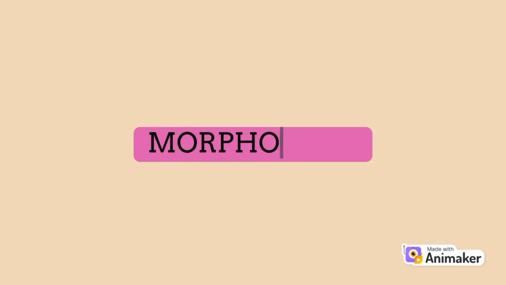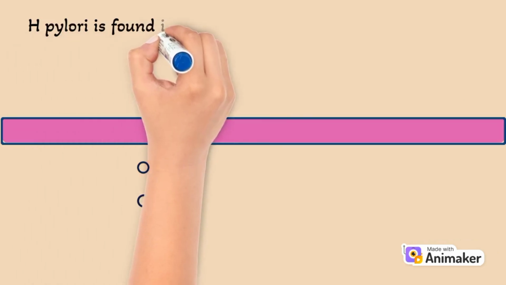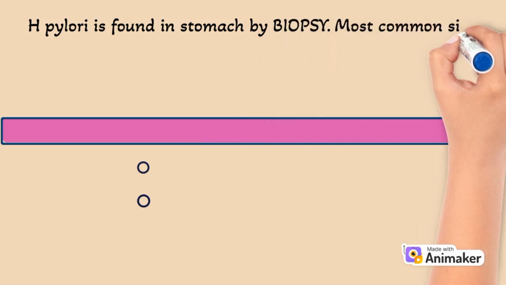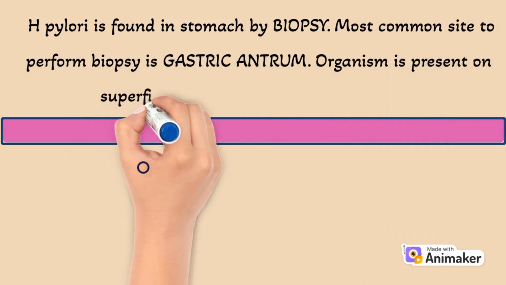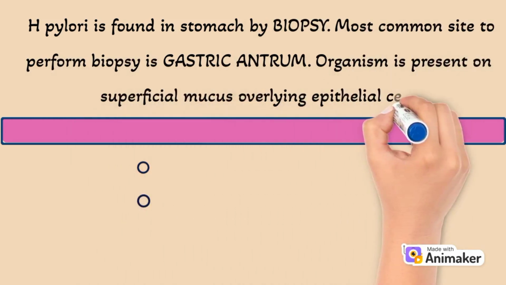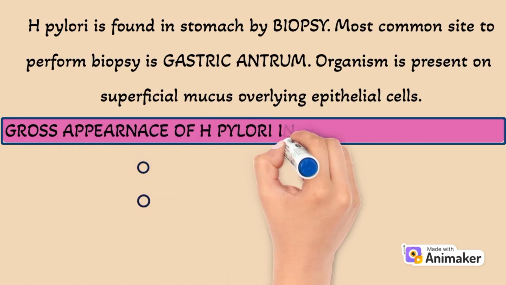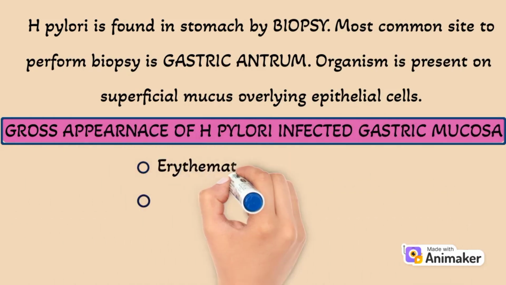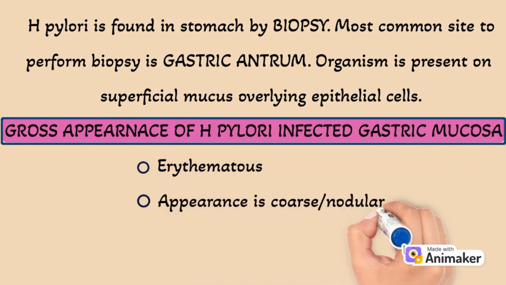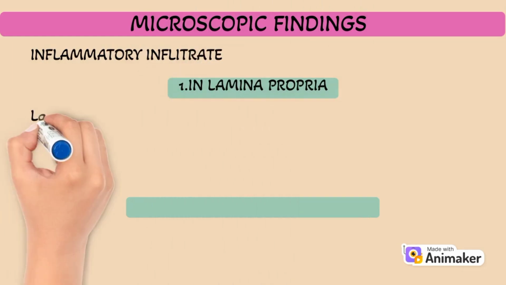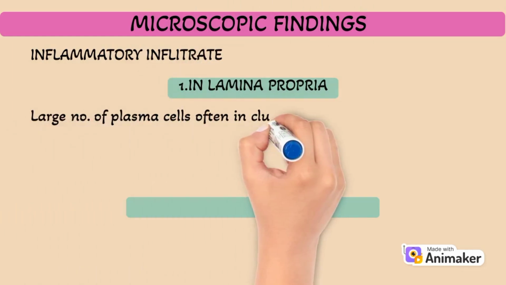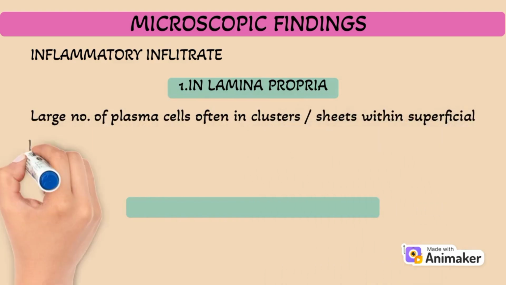Let's study morphology. H. pylori is found in stomach by biopsy. Most common site to perform biopsy is gastric antrum. Organism is present on superficial mucus overlying epithelial cells. Gross appearance of H. pylori infected gastric mucosa is erythematous and coarse or nodular. Microscopic findings: 1. Inflammatory infiltrates in lamina propria. Large number of plasma cells, often in clusters/sheets within superficial lamina propria.